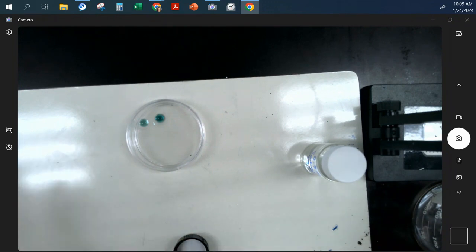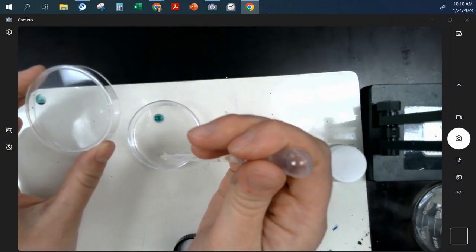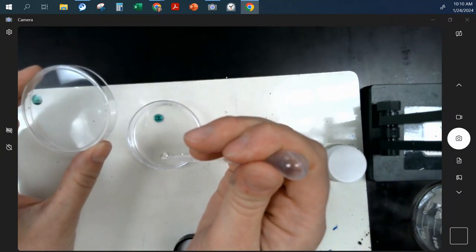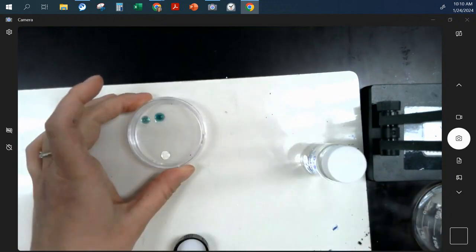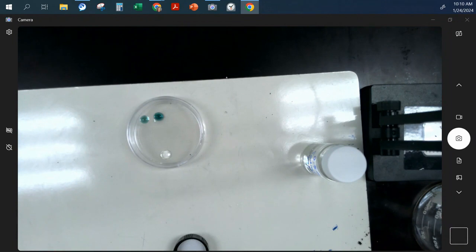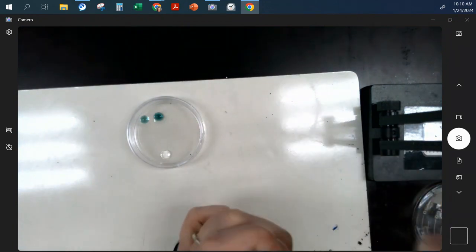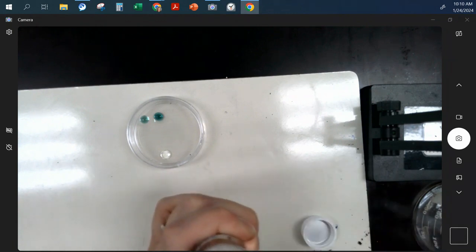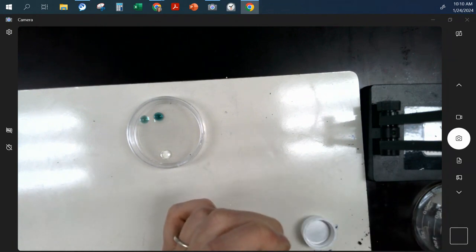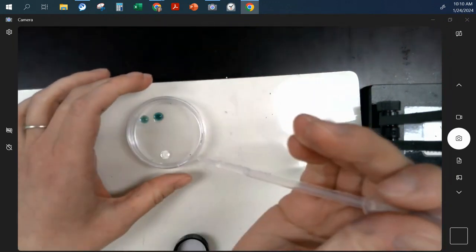Let me see. We'll see what happens with 3. 1, 2, 3. Okay, and put that one here. That one was the sulfuric acid. Sulfuric acid is kind of corrosive, so be very careful with that one and the hydrochloric acid, but we're using small amounts, so we should be okay. Even if you spill this, it's not too much.